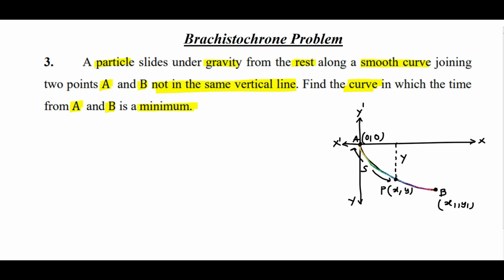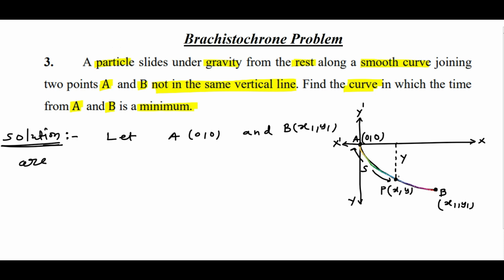So now I am going to give the solution. Actually we are going to find the curve along which the particle takes the minimum time between A and B. So we will write here, let us suppose the point A is 0 comma 0 and the point B is x1 comma y1, are the end points of the curve AB.